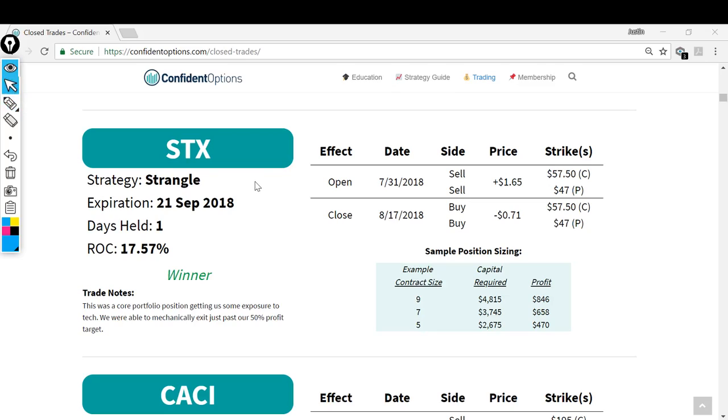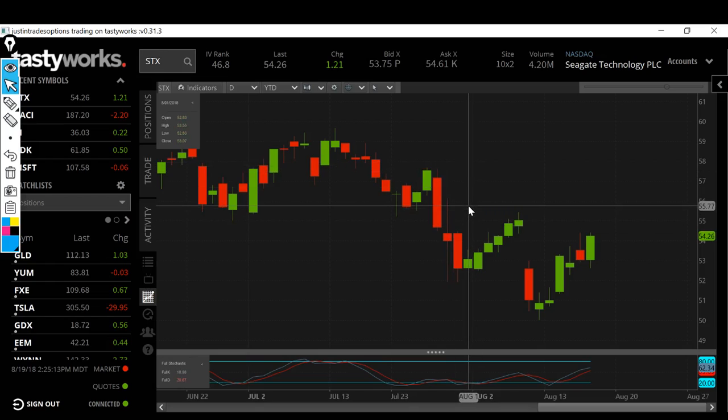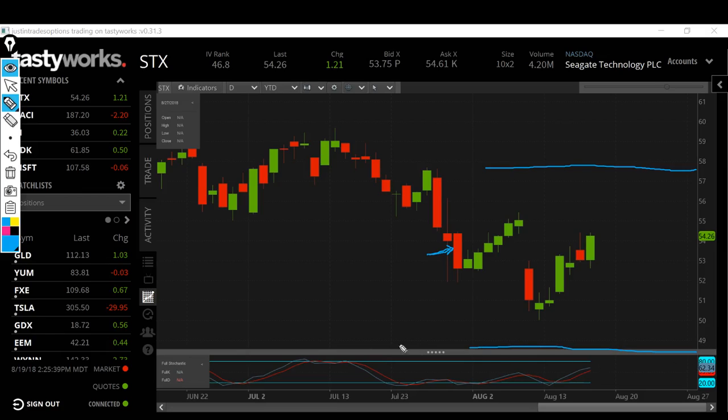I think we have another working position in STX just because it had high IV. And I think it still has relatively high IV. We're still waiting for some of that IV to come out. But let's take a look at the chart real quick. So we entered this trade on 7/31. Let's pull up 7/31 here. So here's this red candle going down, that was 7/31. So this is our entry candle. And we ended up selling the 57.50. That's up here, if I can draw a straight line, and then 47 below, which was under the screen here, even below where this is.